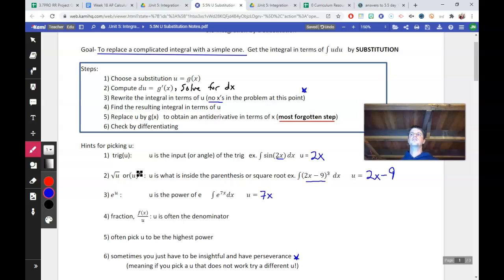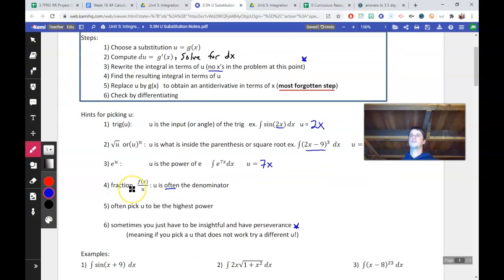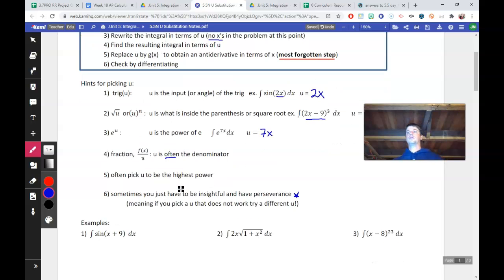And if you have a fraction, u is often the denominator, okay? So I kind of have it written there so you see that. And then you also want, if you have a situation where you have multiple exponents, you have no way to combine them, then you generally want to pick where u is the higher of the two powers, okay? Because if you think about it, when you're working backwards, taking the derivative, you'll chain rule and you'll get the lower derivative will be the other output, okay?